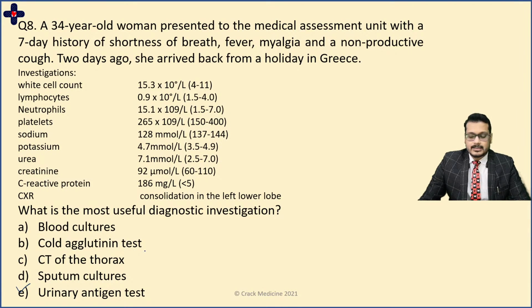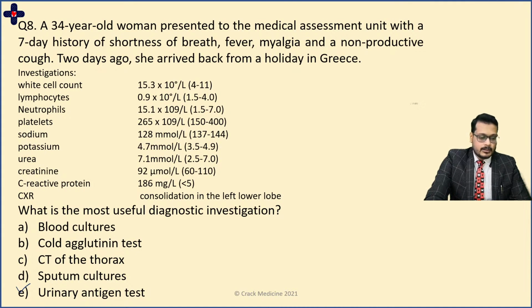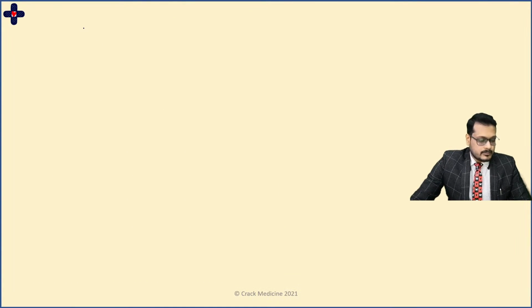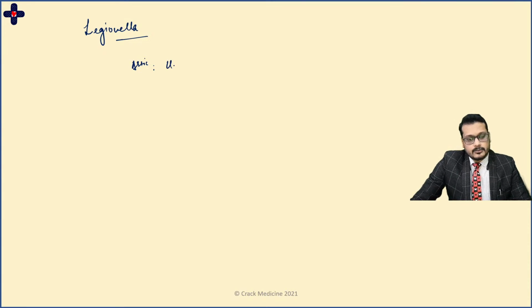Cold agglutinin test can also be used for it, but this option was given over here to make you understand of such options. When they come up in the exam, you have to go with the most used one, the most common one which we use. Urinary antigen test is quite easy to perform and it's very easily available. It's like a card test, so you can do that. So we are talking of Legionella. So diagnostic is urinary antigen test.